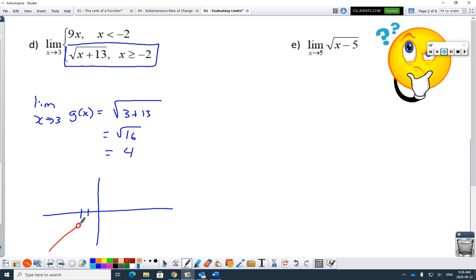And then after that, for x greater than or equal to negative 2, this thing is some kind of square root function. Looks something like that maybe. And we're looking for the limit as x approaches 3. You see, I don't care about this thing over here. It's irrelevant. It's distracting information that doesn't matter in the question. I'm trying to find the limit as x approaches 3. I've only got to use the square root part of this thing.